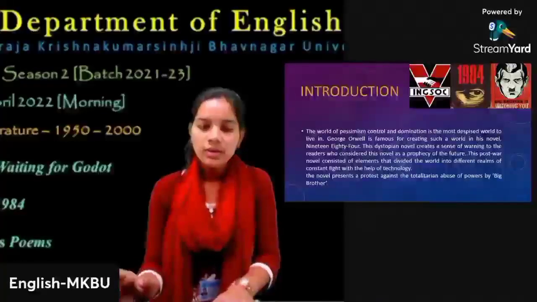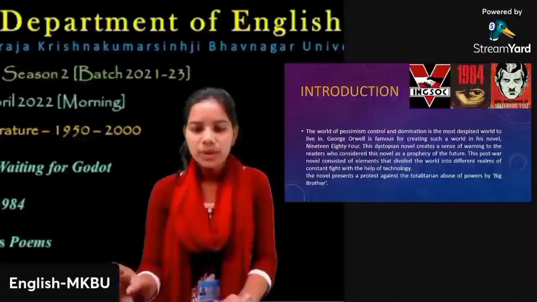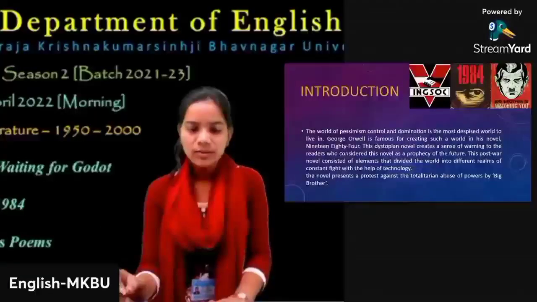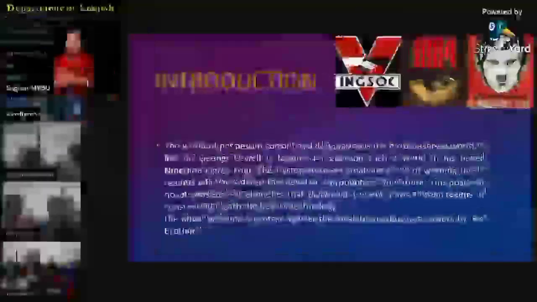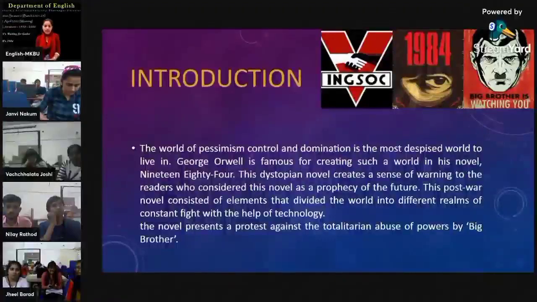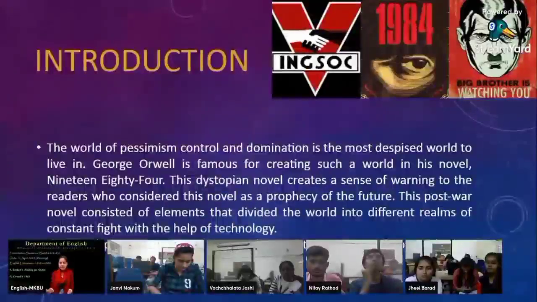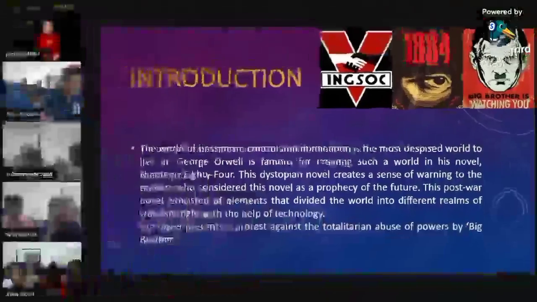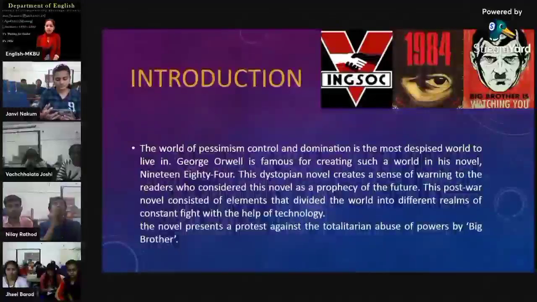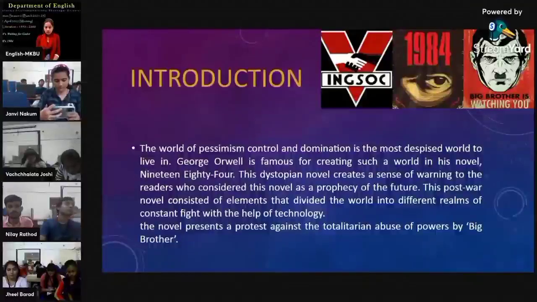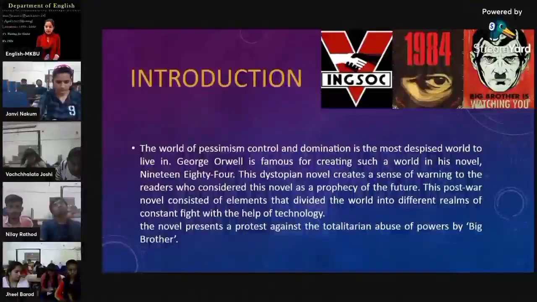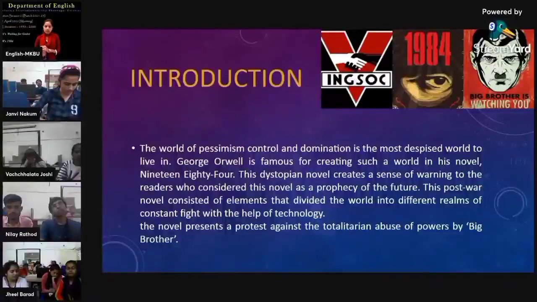Introduction. The world of pessimism, control, and domination is the most despised world to live in. George Orwell is famous for creating such a world in his novel 1984. This dystopian novel creates a sense of warning for readers, who consider it a prophecy of the future. This post-war novel divided the world into different realms in a constant fight with a realm of technology. The novel presents a protest against the totalitarian abuse from Big Brother.